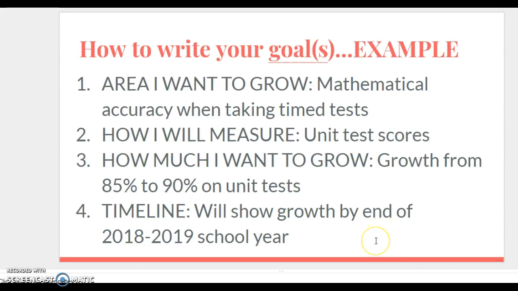So here's another example. It's one that might help you in writing your academic goal, especially in math. The area I want to grow is mathematical accuracy when taking timed tests. I stress out during tests maybe, and I don't get done or I make silly mistakes. How are you going to measure it? I'm going to measure it with PowerSchool. Whenever a teacher puts a unit test score in, I'll know. And that's the unit of measure I'll use. And then I want to know how much I'm going to grow. In this case, I want to grow from an 85 to a 90%. And the timeline is always going to be the same. You'll show growth by the end of this school year.